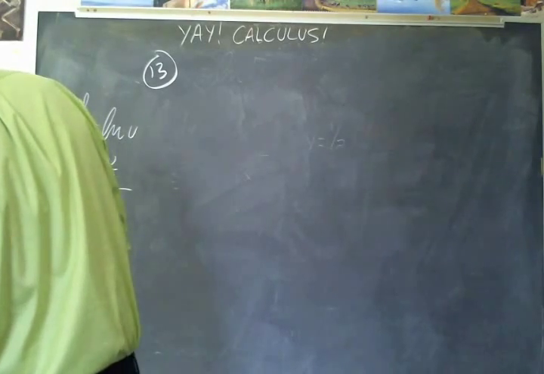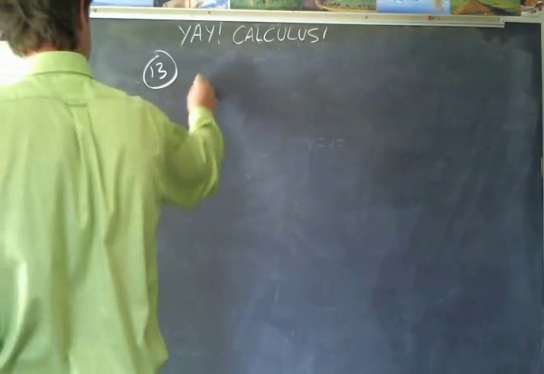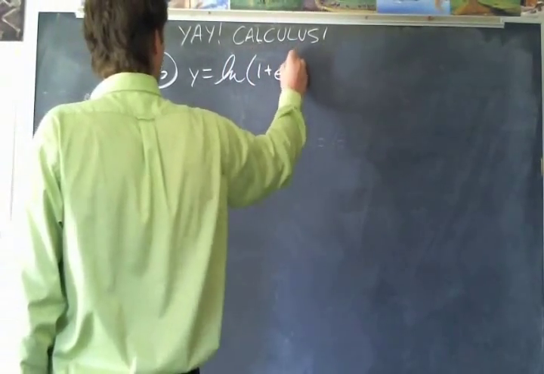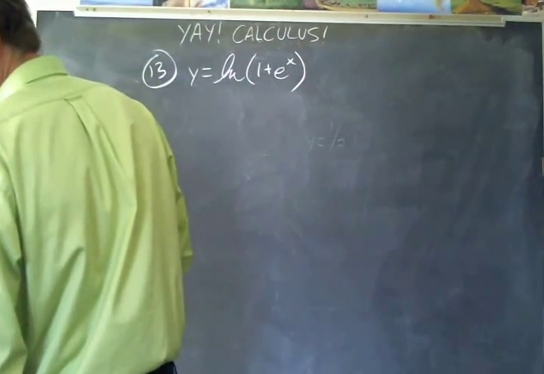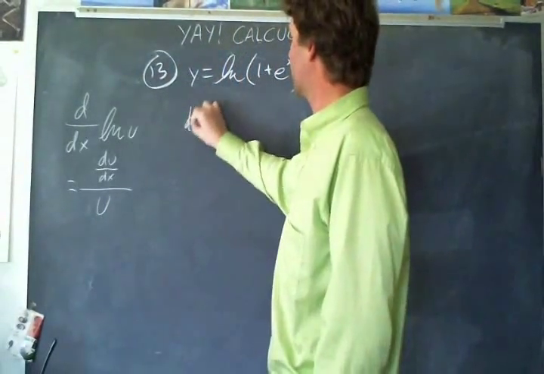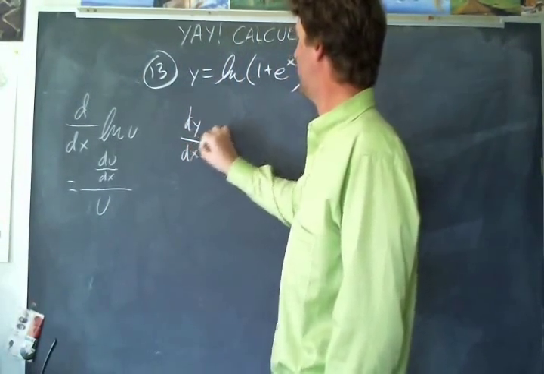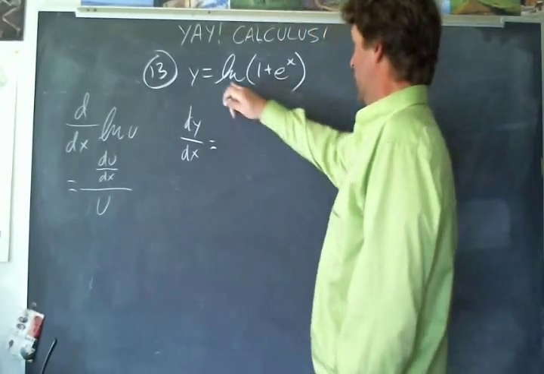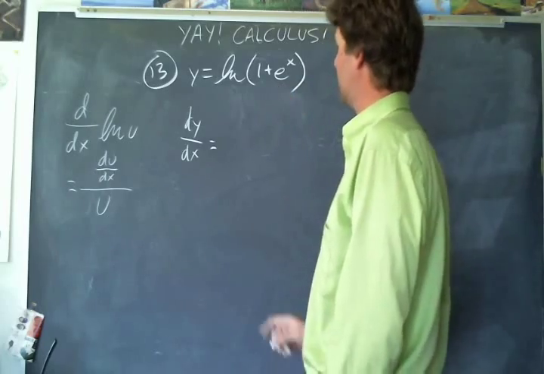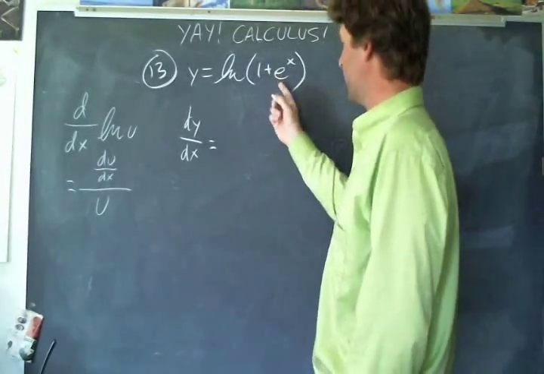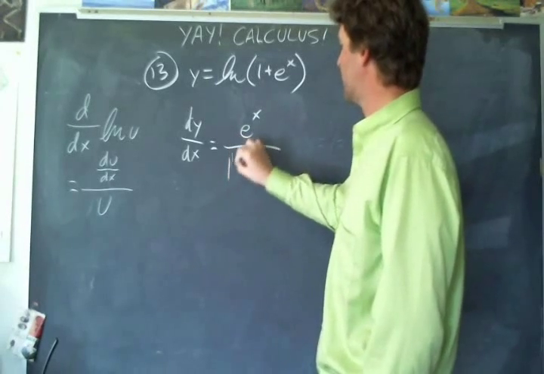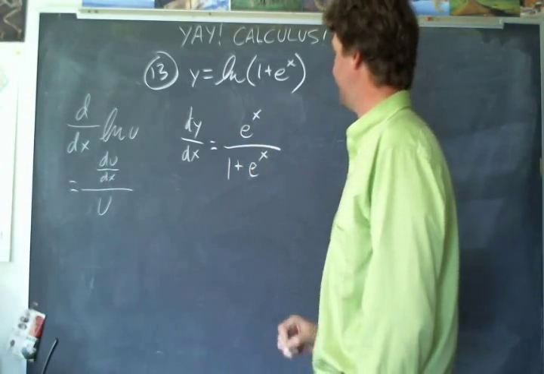Natural log of 1 plus e to the x. Alright, so dy/dx. Natural log formula: it's the derivative on top, the derivative of 1 plus e to the x. Derivative of 1 is just 0. Derivative of e to the x is just e to the x. And then 1 plus e to the x on bottom.